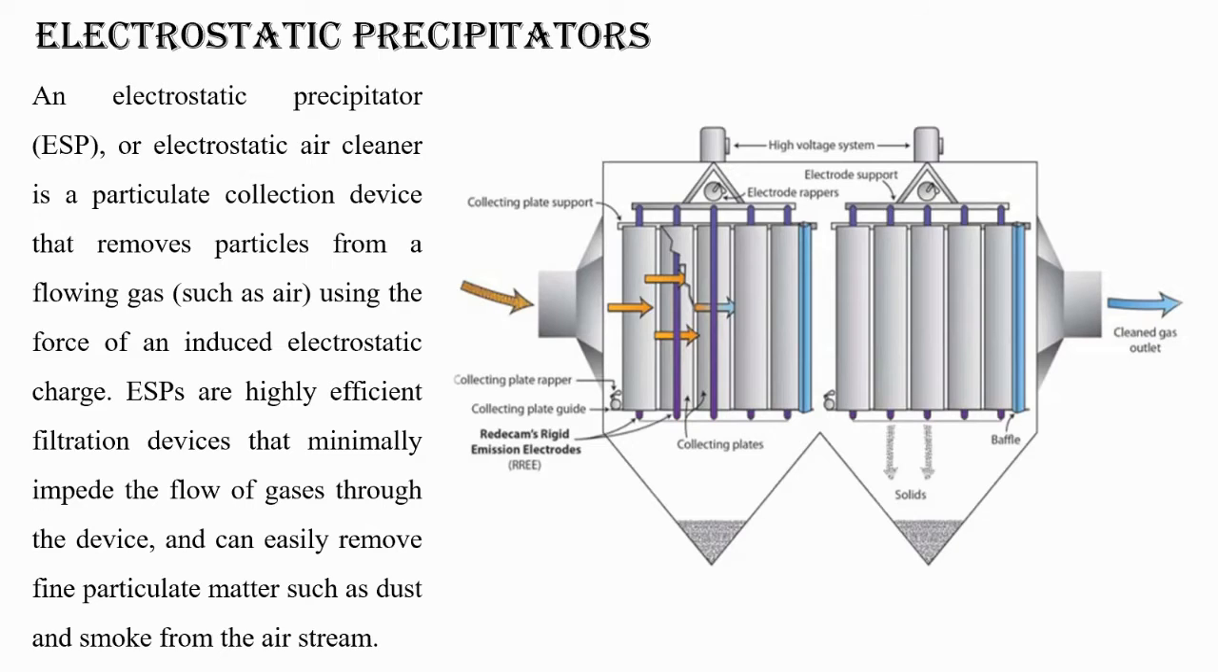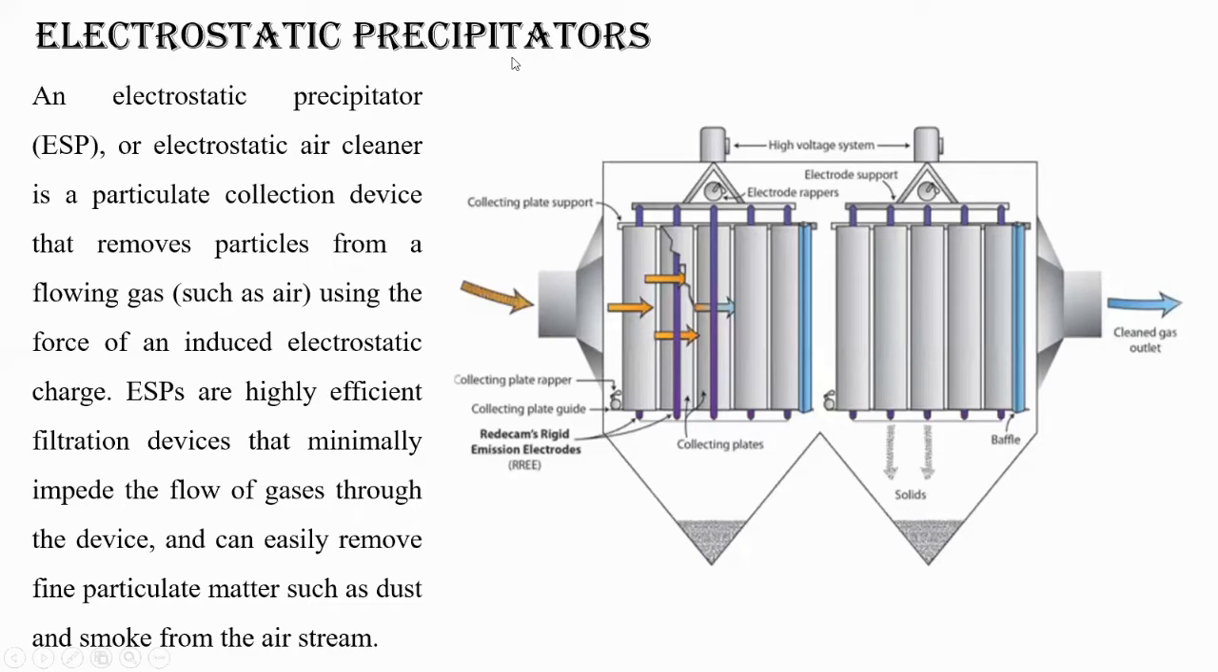So as per convention, what should happen? You are just inserting the normal air which contains particulates, and from the outlet clean air will come up, right? And that is what it is being shown here with yellow arrow. It is shown that it is the impure air that is going in from the left side, and the cleaned air outlet with blue color is the clean air from the right side. Okay, now electrostatic precipitators are highly efficient filtration devices that minimally impede the flow of gases through the device and can easily remove fine particulate matter such as dust and smoke from the air stream. Okay, so this is what electrostatic precipitator is.